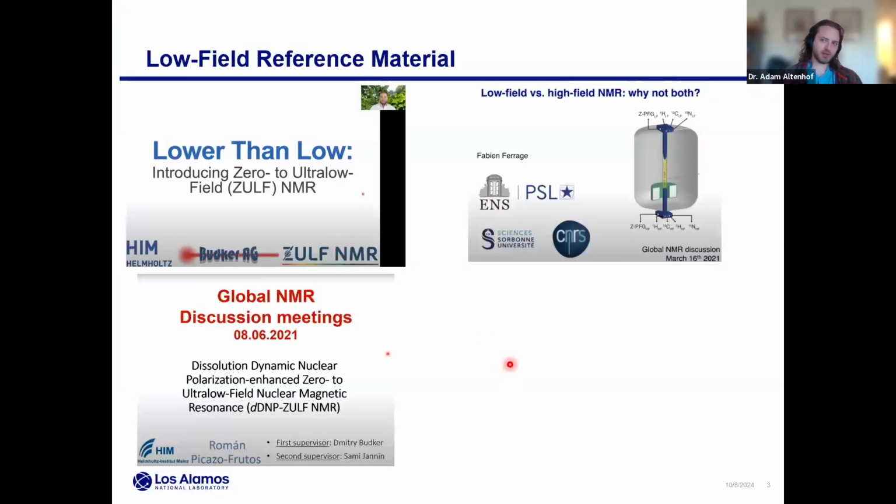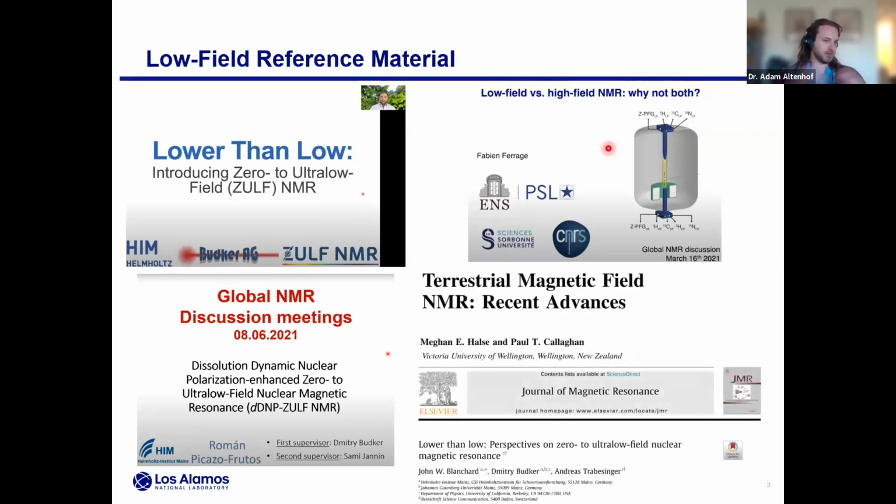Before getting into everything, I figured it'd be good to shout out some of the other low field reference material, particularly what's been done on these other global NMR meetings. John Blanchard, who's done a lot in this so-called ZULF NMR, gave an excellent tutorial. There's been meetings on hyperpolarization with the ZULF, also a really nice talk on combining low field and high field. I'll try to reference several review articles and book chapters throughout, but again, John Blanchard has a really excellent review article on ZULF.